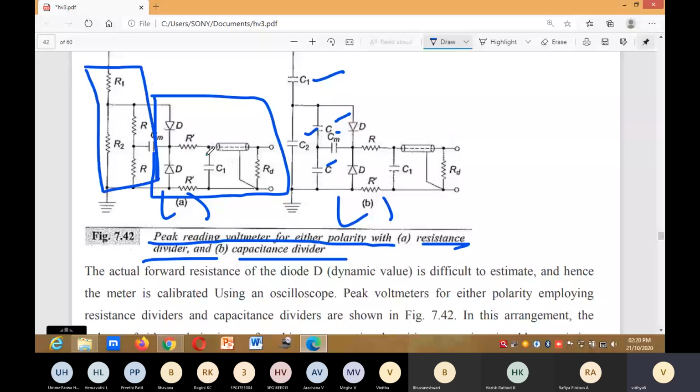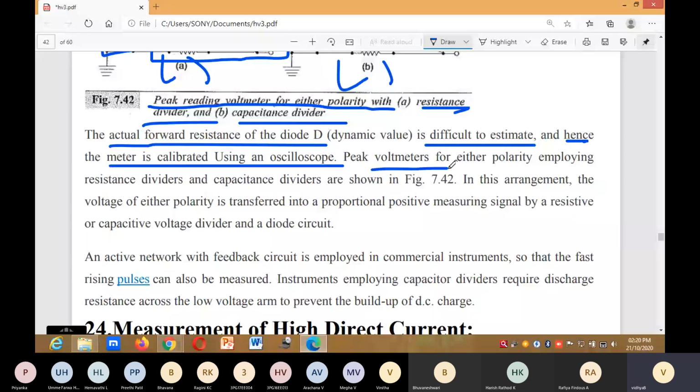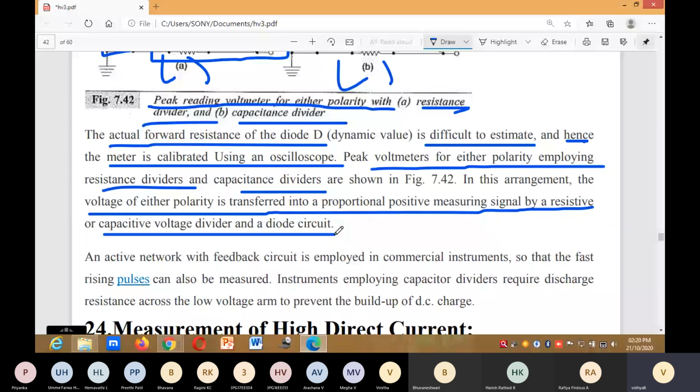The actual forward resistance of the diode is difficult to estimate, and hence the meter is calibrated using an oscilloscope. Peak voltmeters for either polarity employing resistance dividers and capacitance dividers. In this arrangement, the voltage of either polarity is transferred into a proportional positive measuring signal by a resistive or capacitive voltage divider and a diode circuit.